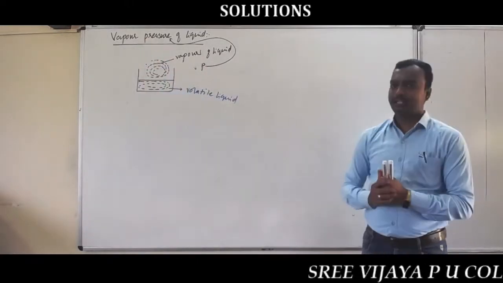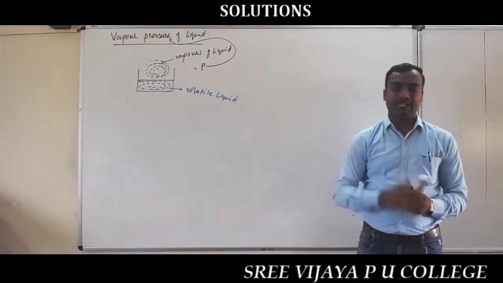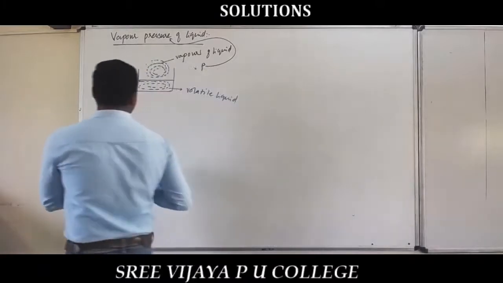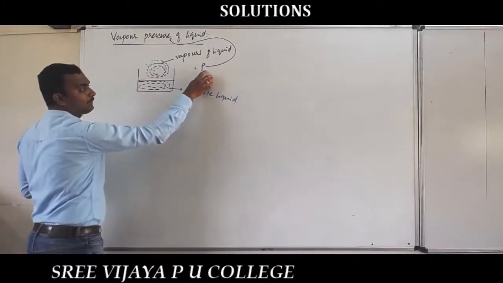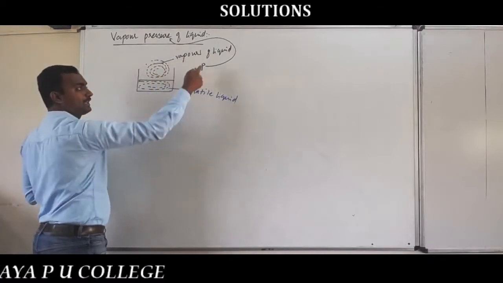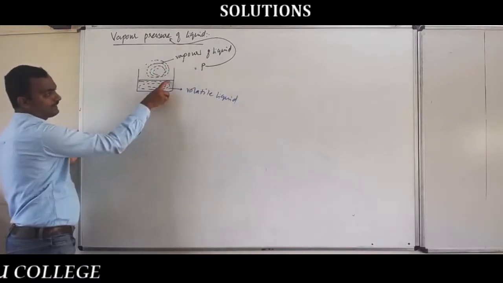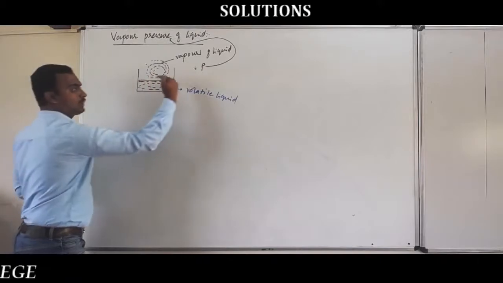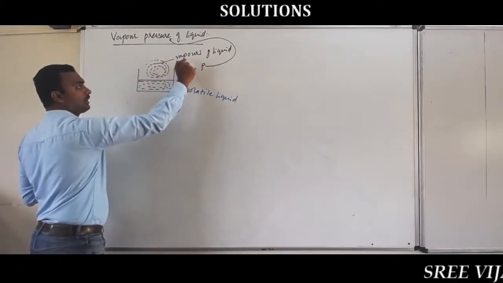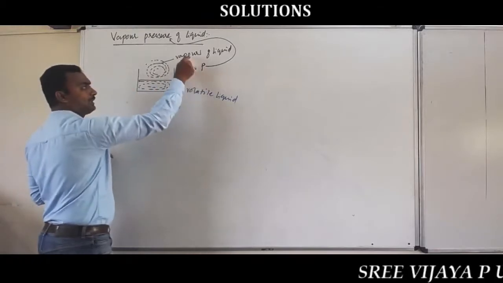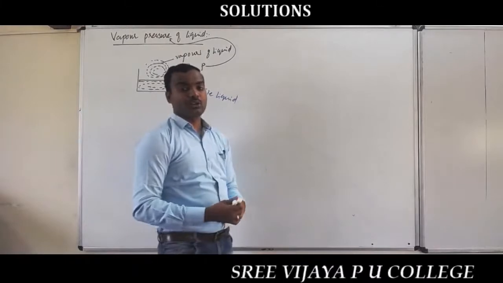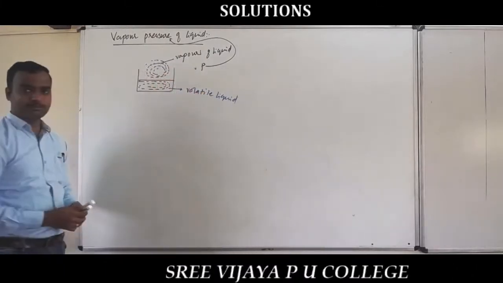So this is very important. Define vapor pressure of a liquid. What is meant by vapor pressure of a liquid? I will repeat once again. The pressure exerted by the vapor molecules above the liquid surface. This is the surface of a volatile liquid. Above the liquid surface there is a pressure because of the vapors. That pressure exerted by the vapor molecules above the liquid surface is called the vapor pressure of the liquid. That is the concept of vapor pressure of a liquid.